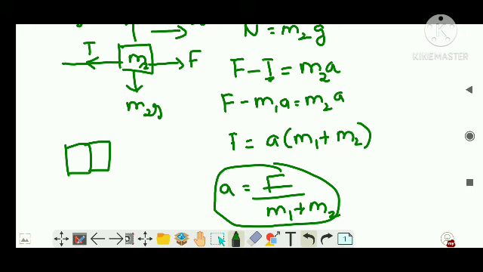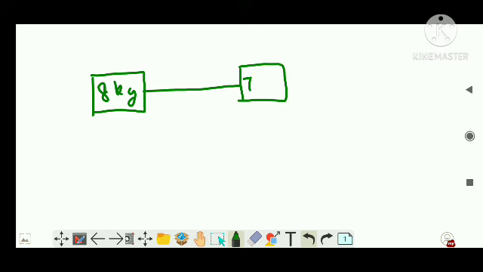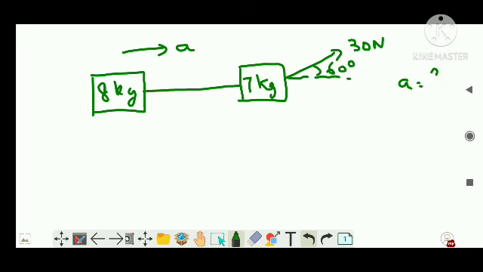Now let's do a small problem with it. Suppose there is an 8 kilogram mass here, and it is connected to another mass, let's say 7 kilogram, and a force of 30 Newton is applied. Let's say it is making an angle 60 degree with the horizontal. And since the pulling is happening in this direction, acceleration will be in this direction. You are asked what is the value of acceleration. So how would you do it?